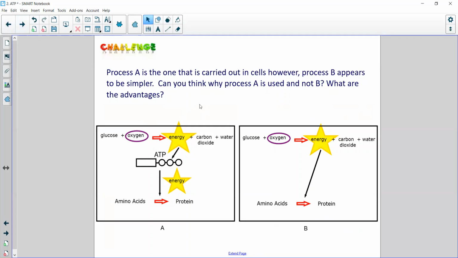Now, another thing we can have a wee think about here, have a look at this. This is process A. So this is what's really going on. This is what we've just seen, respiration and something that needs energy. And ATP is acting as the link here. But process B seems a lot simpler. Why do we need that link? Why is the ATP there at all? Why don't we just channel the energy from respiration straight into this reaction that needed it? So can you think of a reason why that might be?